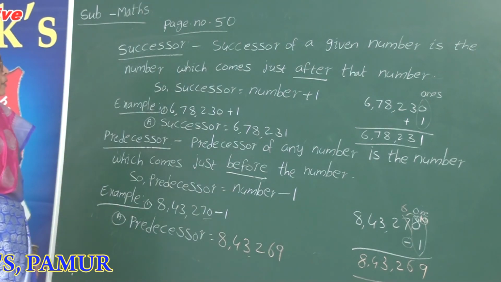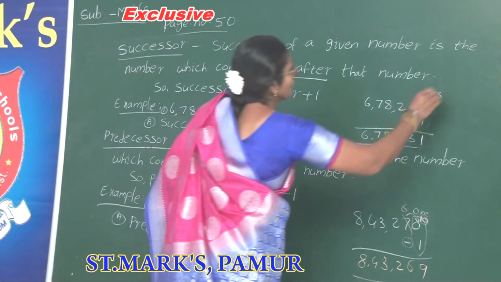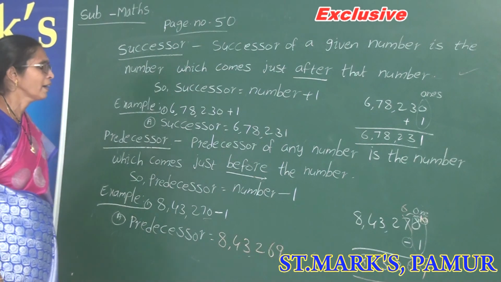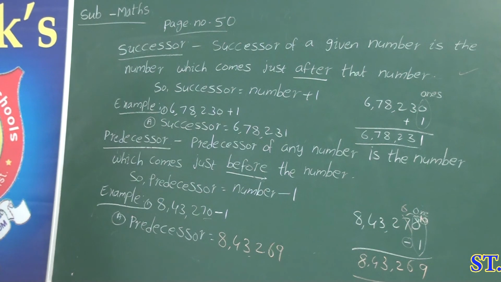Do you understand? This is on page number 50. Keep a tick mark near the definition and read it once again, one or two times, and understand. Write it in the notebook. Okay.